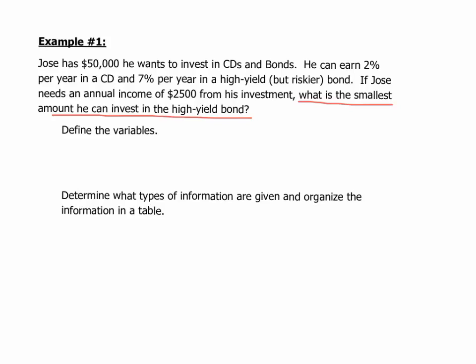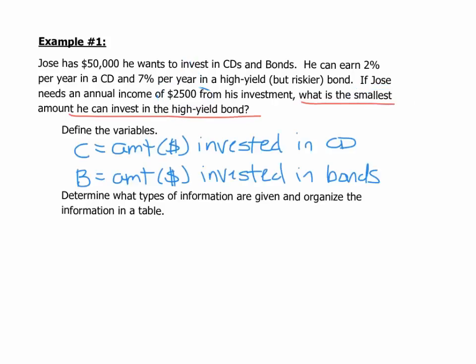We're going to start, instead of by answering the smallest part, by figuring out how much he would have to invest to get exactly the $2,500. The bonds earn a higher percentage rate, so the more he puts in the bonds, this is going to go up. Let's start though by finding the amount that he would put in the bonds in order to get exactly that $2,500. My C is going to be the amount in dollars invested in the CD, and my B is going to be the amount in dollars invested in bonds.